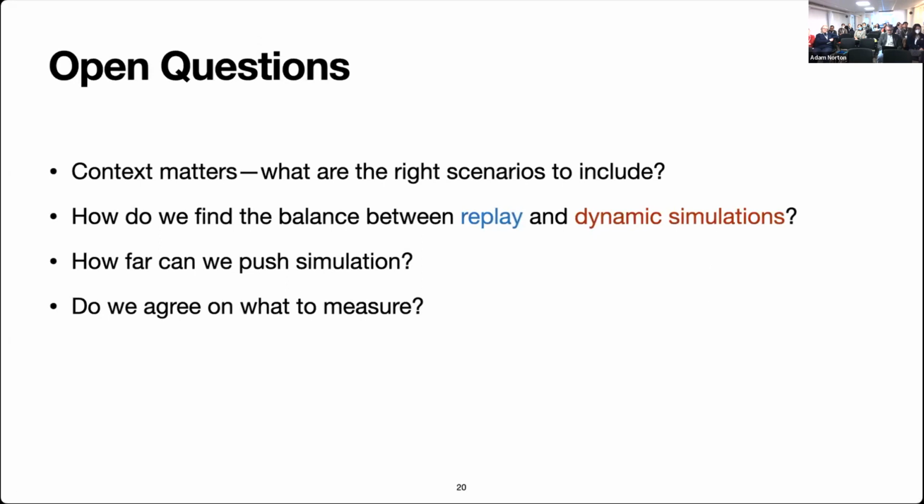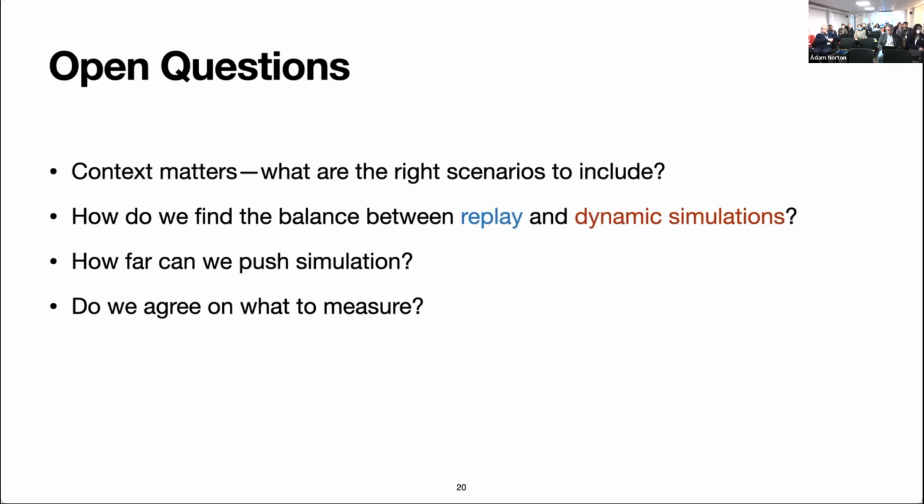Another question I was hoping that we would get to discuss, and we'll have time for Q&A, is how far can we push simulations? We all work with robots. Robots exist in embodied environments. It's really important that they are embodied. And so at some point, I think we're going to reach a limit of what simulations can achieve, but it would be really interesting to talk about how far we can actually get there.